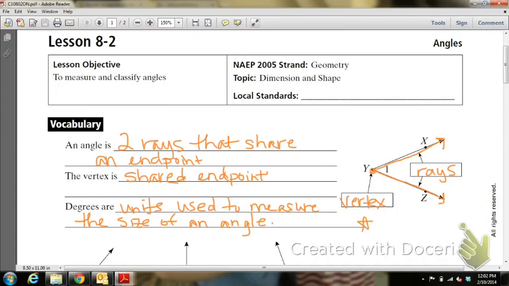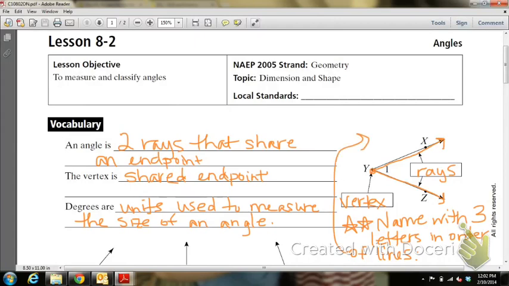Now, you're going to name these. This is very important. Name with 3 letters in order of the lines. Okay, so I would name this as angle XYZ. Follow the lines, X to Y to Z.